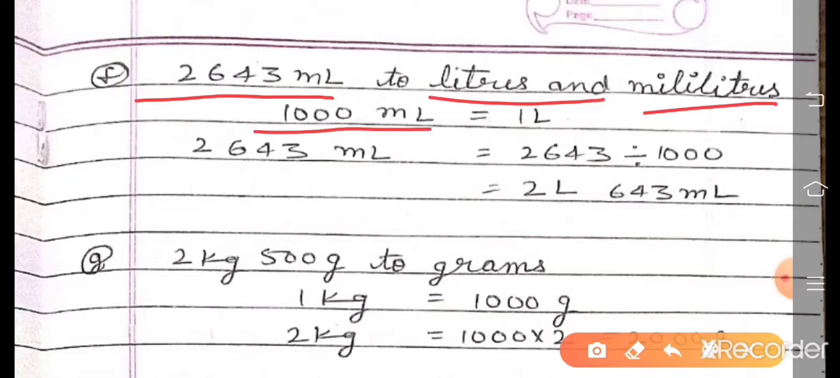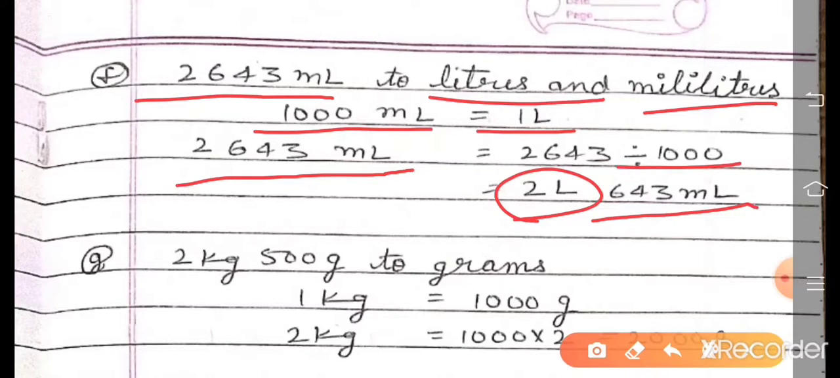Okay, now the next F part, milliliter to liter and milliliter. So we know 1000 milliliter equal to 1 liter. So 2643 milliliter equal to, so divide it by 1000. So answer will be 2 liter and 643 milliliter.